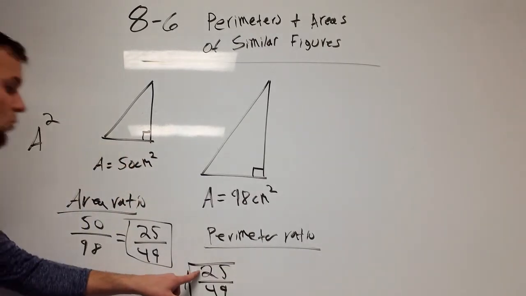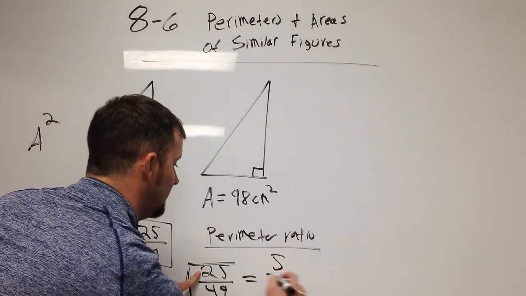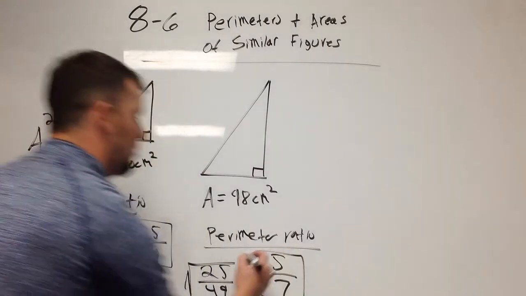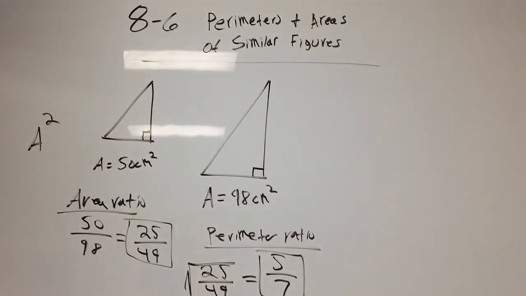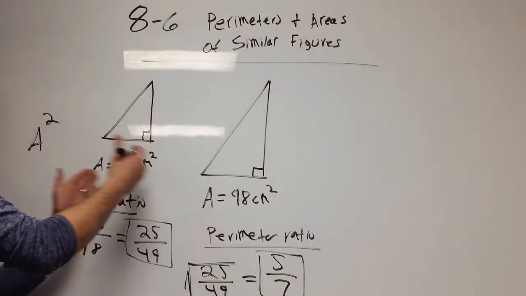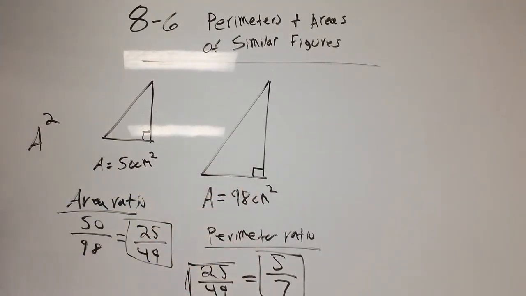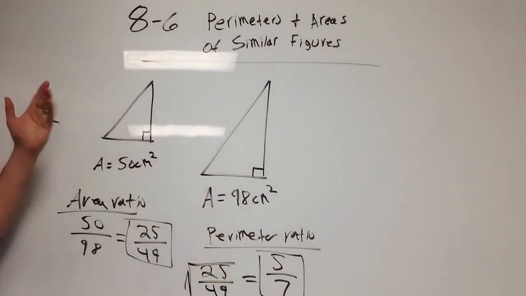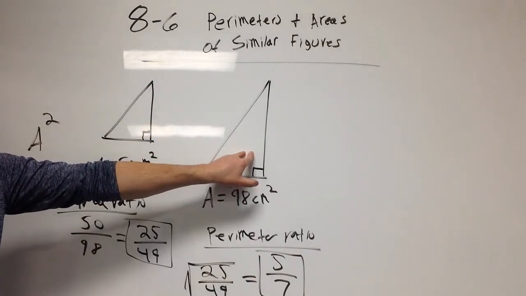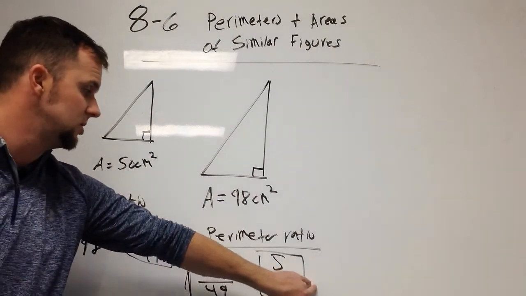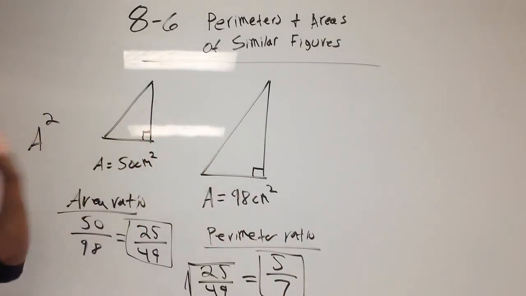So the square root of 25 is going to be 5. The square root of 49 is going to be 7. So then your perimeter ratio would be 5 over 7. So going to area, you would square it. Going back to perimeter, you would take the square root. And what this is going to do now, if I knew, let's say I knew the perimeter of the big guy, then I could take the perimeter of the big guy, set it equal to this ratio, and then find the perimeter of the smaller one.